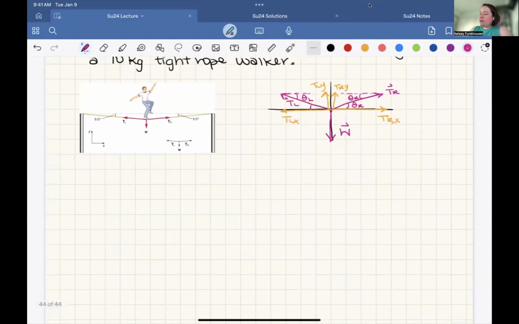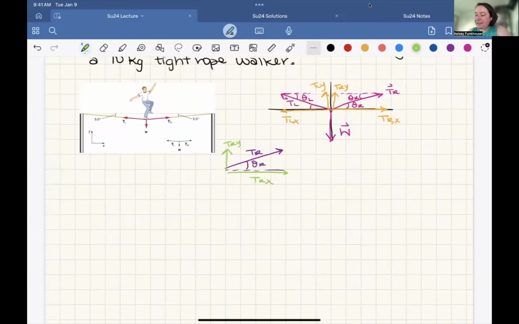Okay. Then I'm going to zoom in on just one of the tension forces. So here's our theta. I guess this is going to be tension in R because that's the direction I drew. And then we have our Y component, TRY, and TRX.